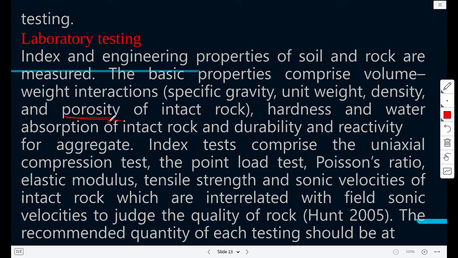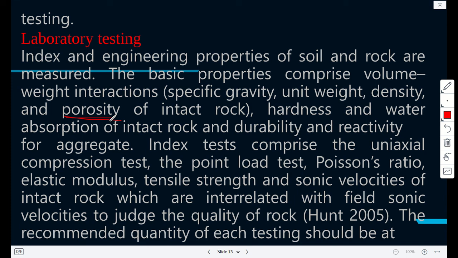Index tests comprise the uniaxial compression test. That's important, the strength. The point load test, the Poisson's ratio, elastic modulus, tensile strength, and sonic velocity of the intact rock, which are interrelated with field sonic velocities to judge the quality of the rock. So sonic velocity is also an indirect method.